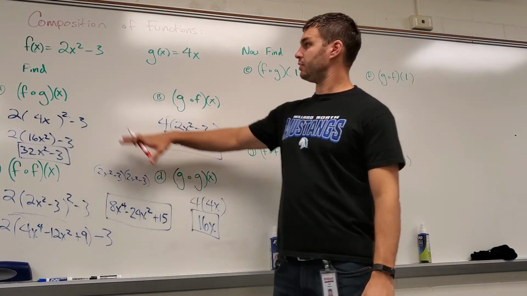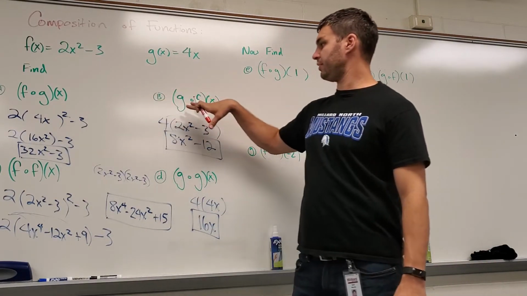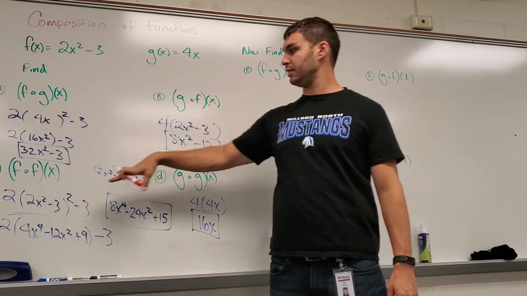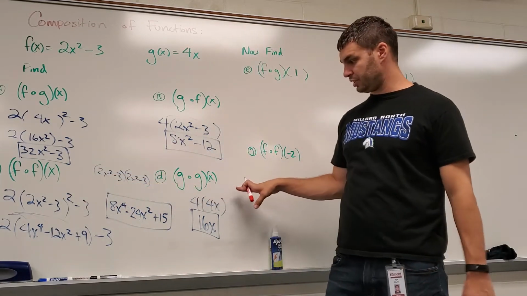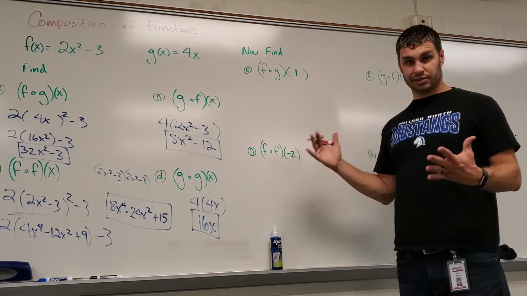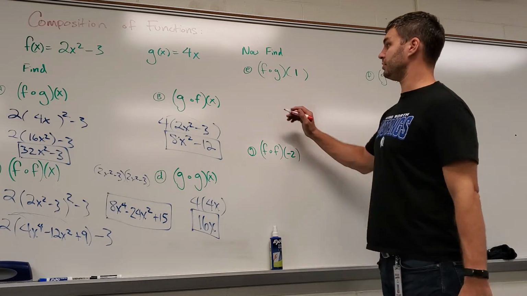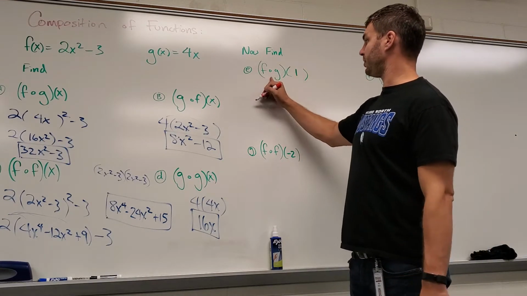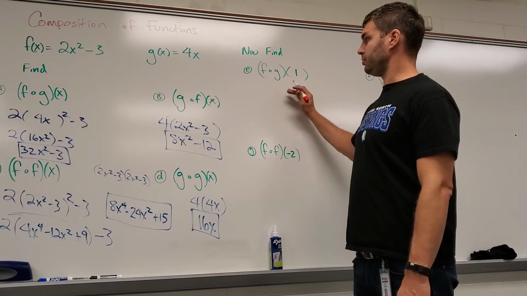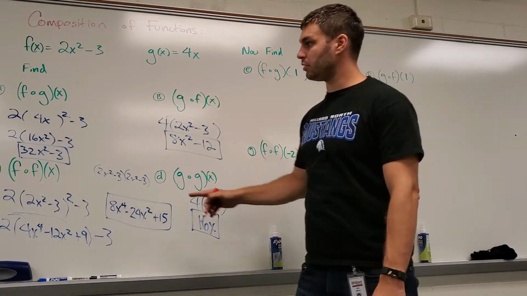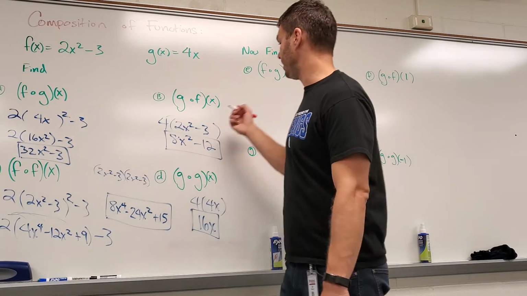All right, now that I've found my f of g of x, f of g of f of x, f of x, g of x, now I'm going to plug in some numbers here. Let's see if we can do this. This first one says, now find f of g of 1. All right, so I'm not going to do that all over again. I know that f of g is 32x squared minus 3.